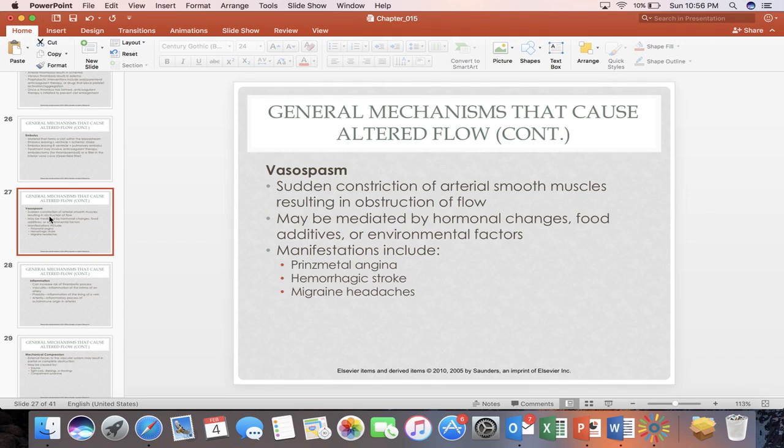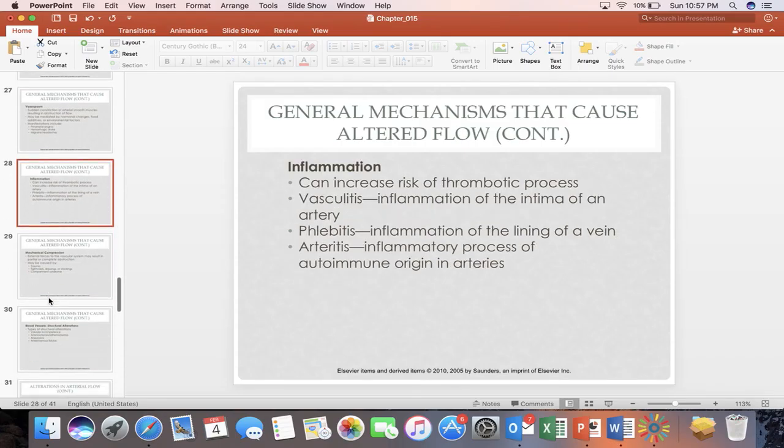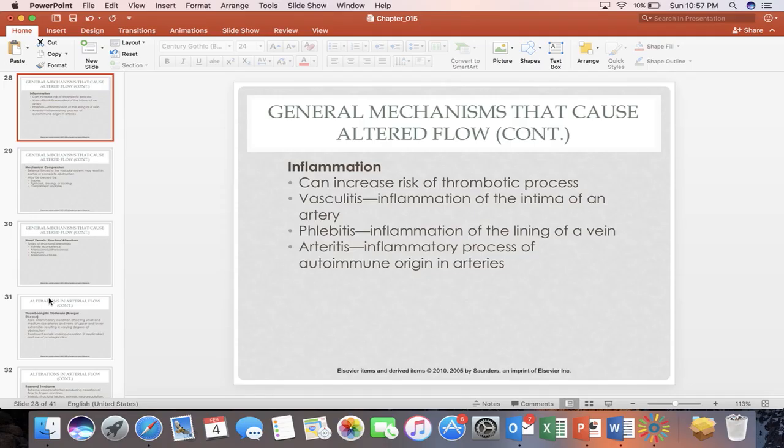Vasospasm is a sudden constriction of arterial smooth muscle resulting in obstruction of flow, and may be mediated by hormonal changes, food additives, or environmental factors. The manifestations include Prinzmetal angina, hemorrhagic stroke, and migraine headaches. Inflammation can increase the risk of thrombotic processes. Inflammation includes vasculitis, phlebitis, and arteritis.